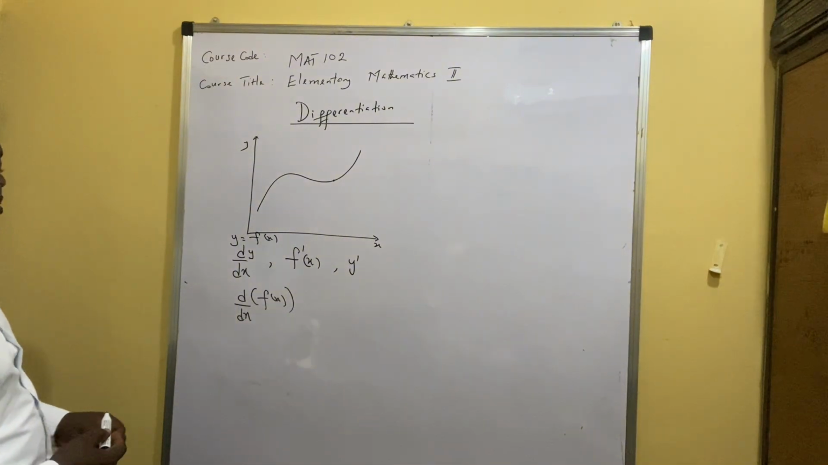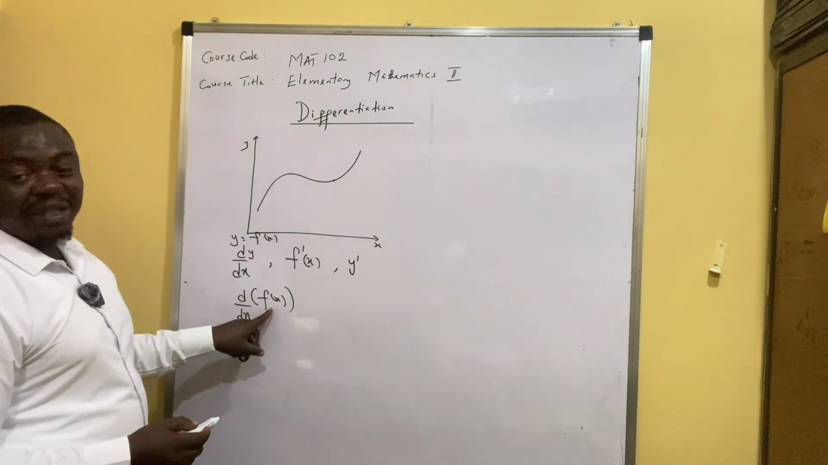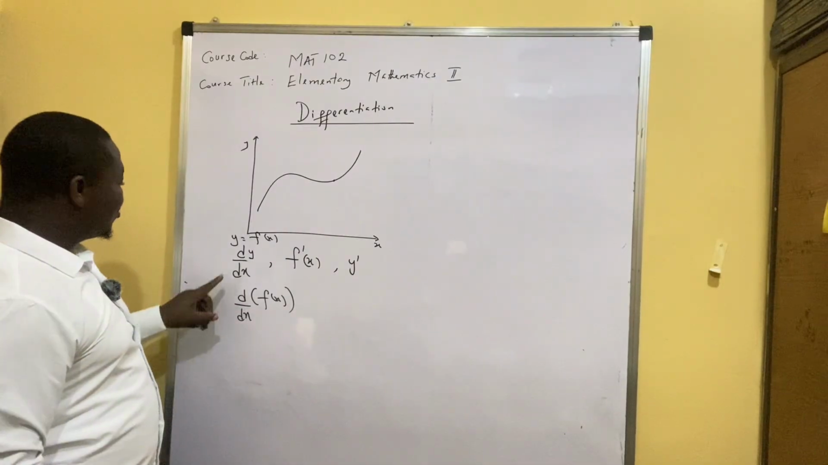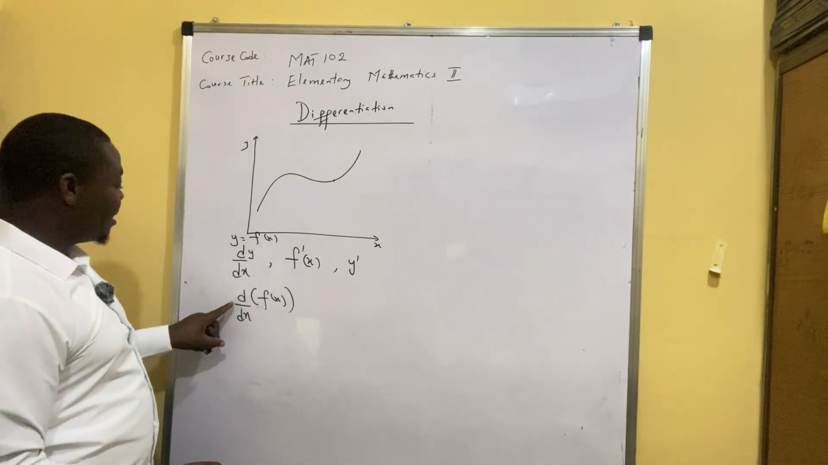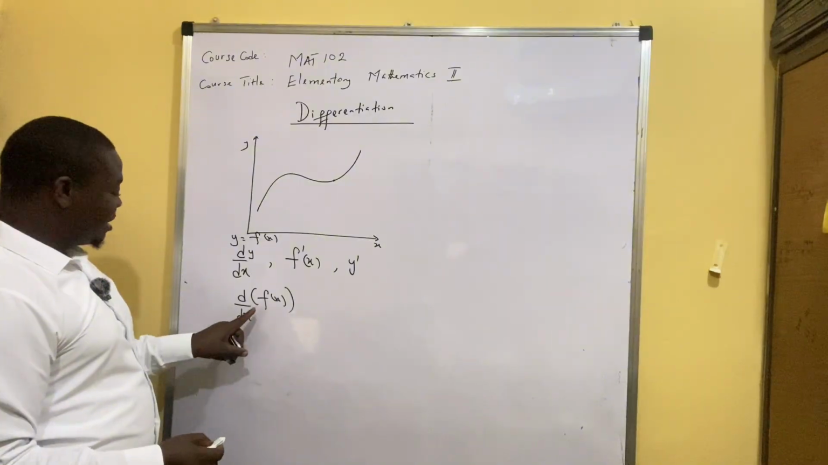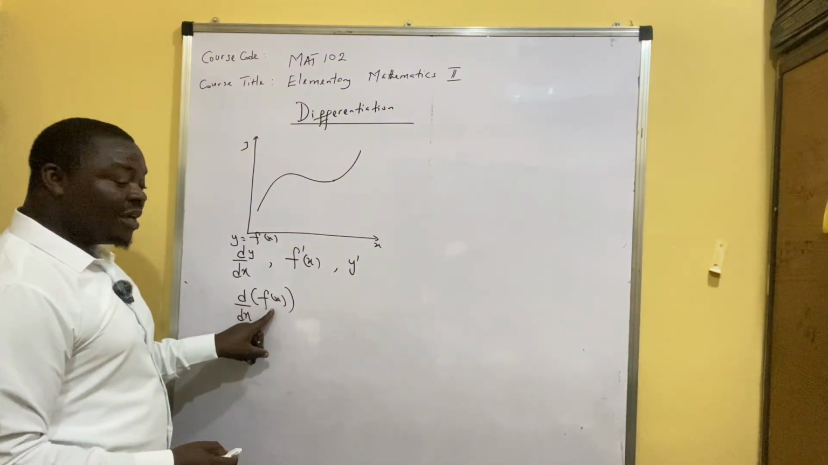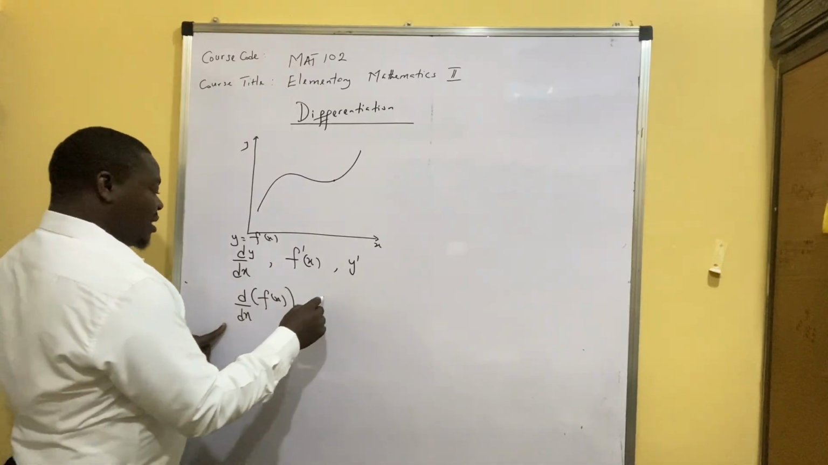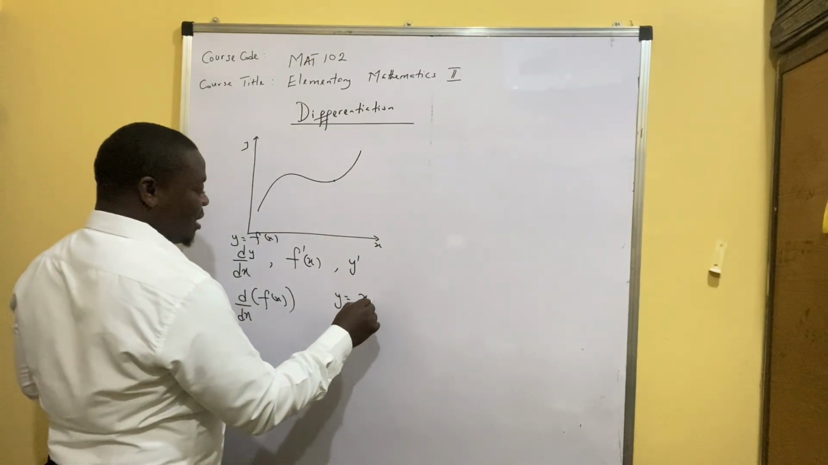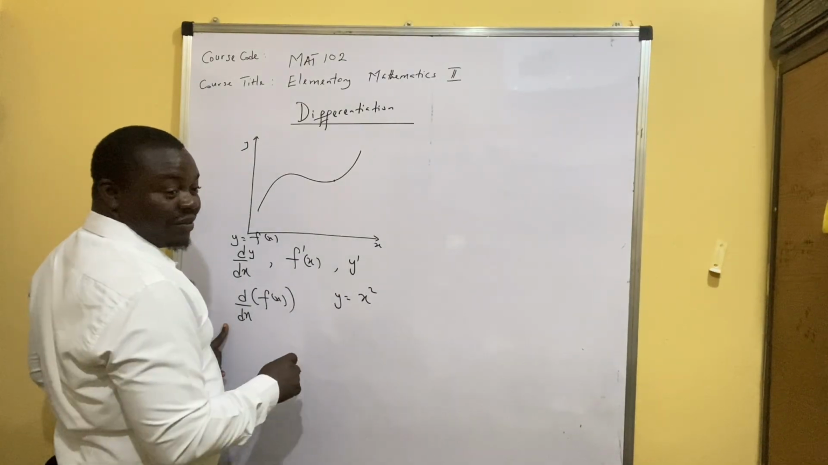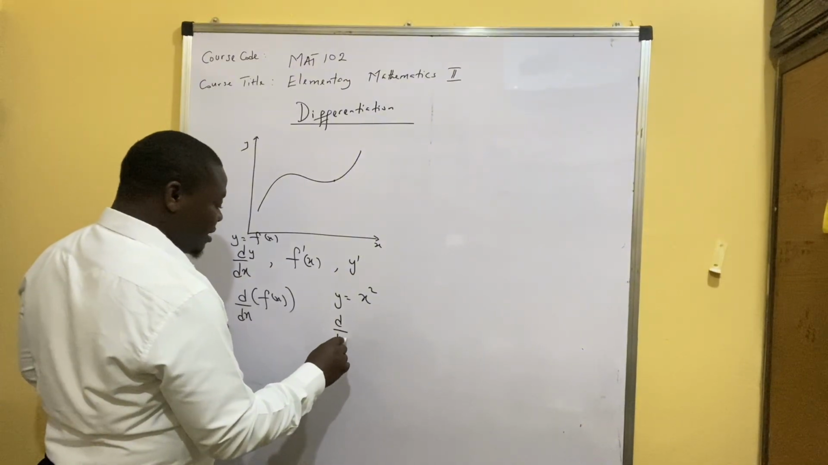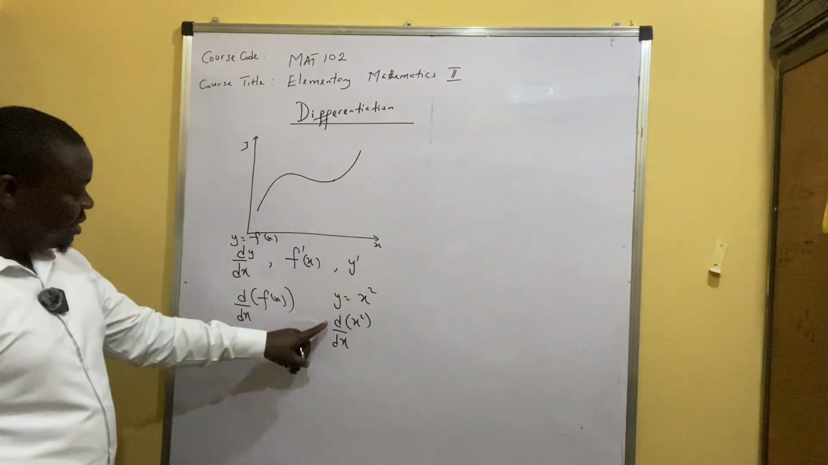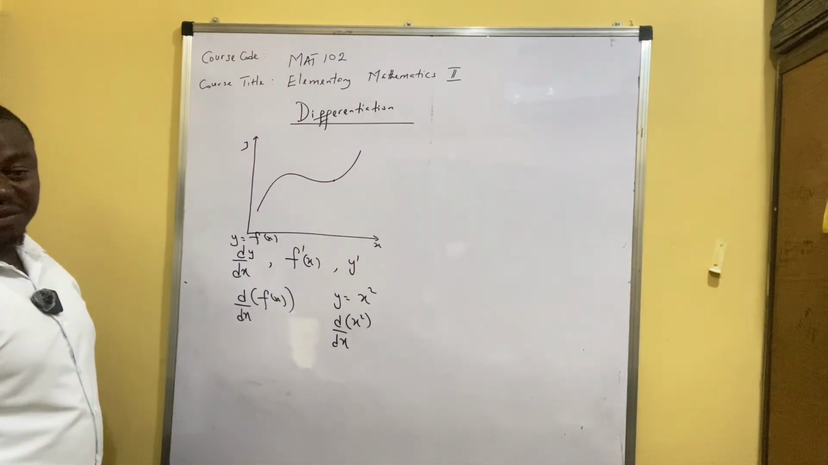All together, what I mean is that anything can be here. The symbol for derivative is just d/dx. If that function is denoted by y, that's when we write dy/dx. If it is denoted by f of x, then you have d/dx of f of x, and we can write that function directly. For example, if you have y equals x squared and you want to find the derivative, you can say that you are looking for d/dx of x squared. You understand now? Once you see this symbol, it means that you find the derivative.